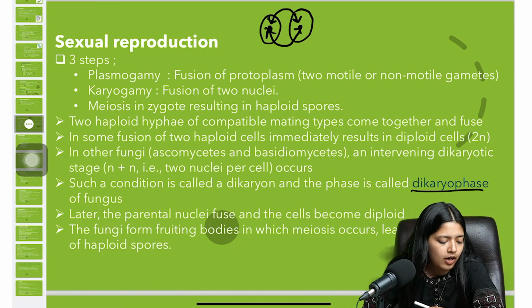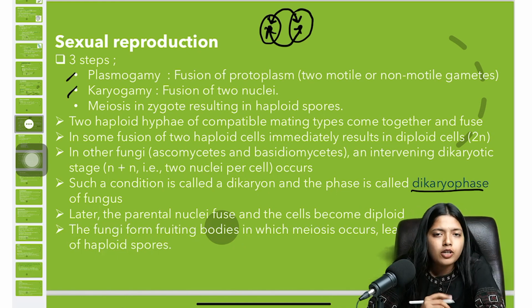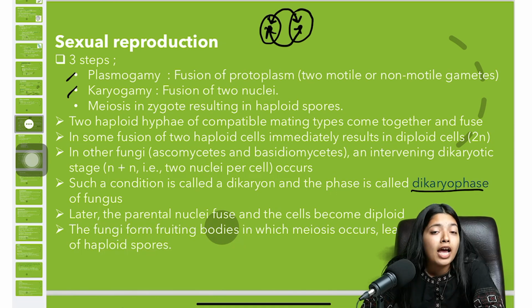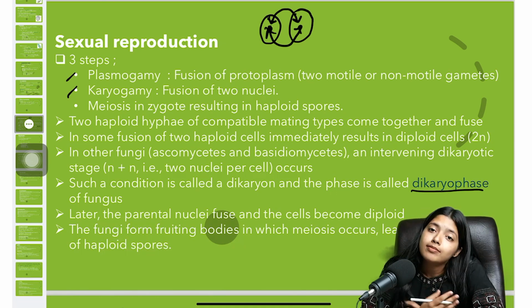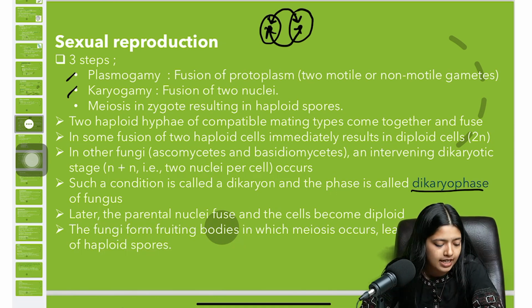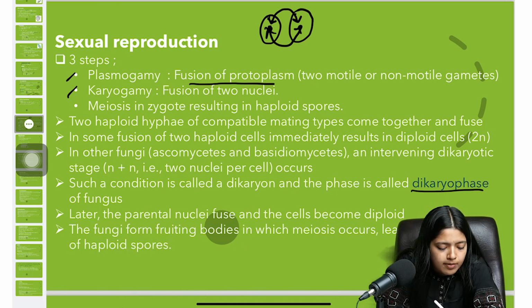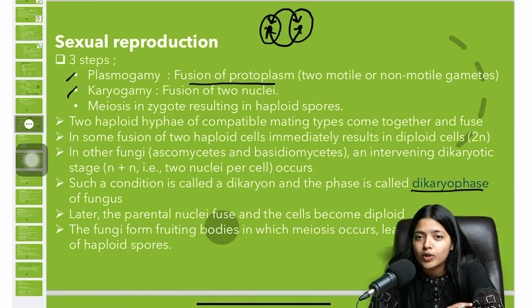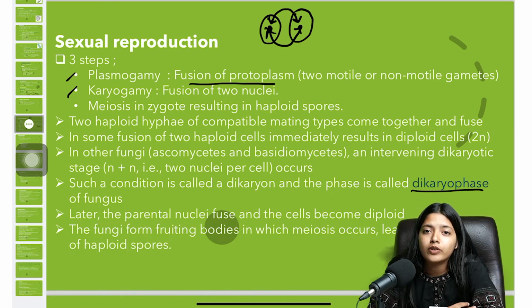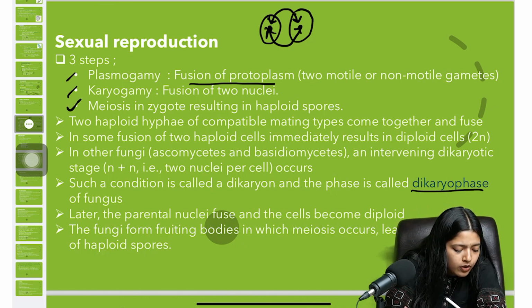Okay. And now, that's the first point. Then their nucleus will fuse. And the fusion of nucleus is known as karyogamy. Okay, is that clear? The fusion of protoplasm is the first step, which is plasmogamy. Then karyogamy. Karyogamy means fusion of nucleus. Okay, and then meiosis will occur.